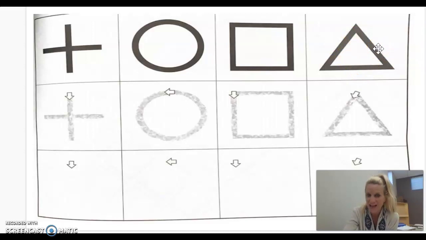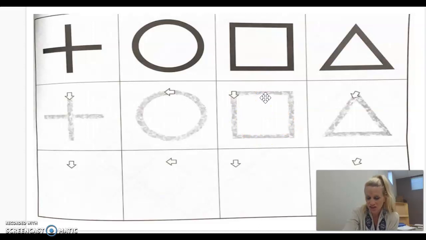Which shape has no corners? There are no corners here, are there? Good. It is all round. Which shape has 4 lines? 4 lines. 1, 2, 3, 4.